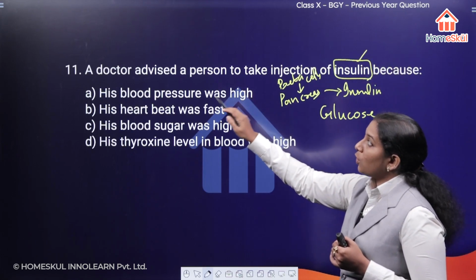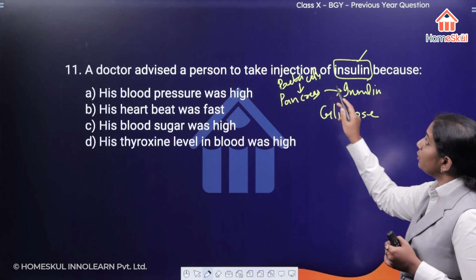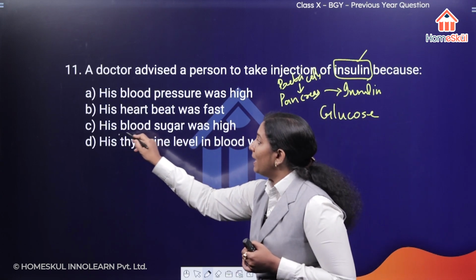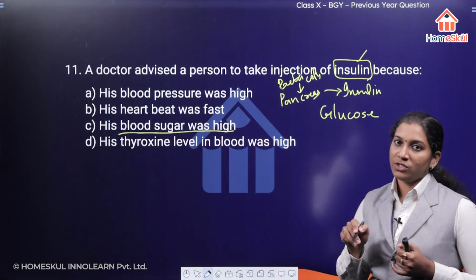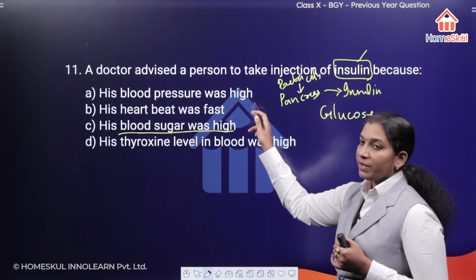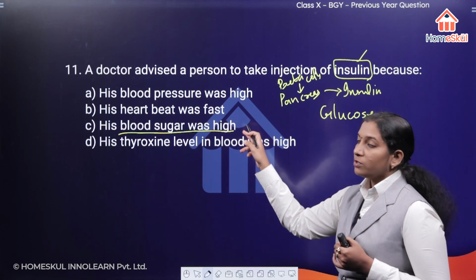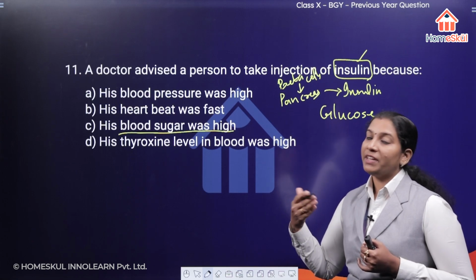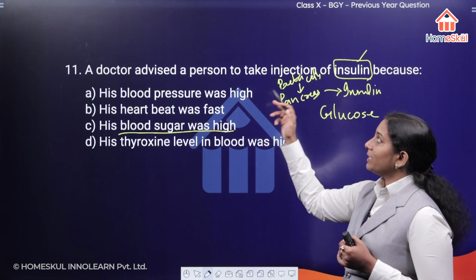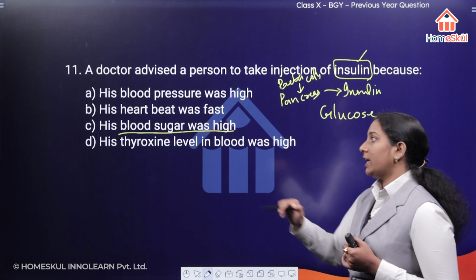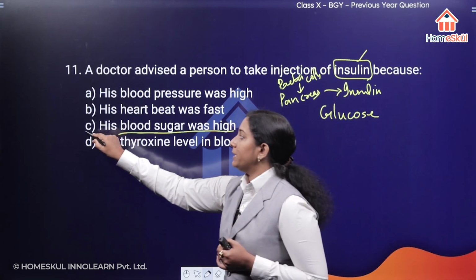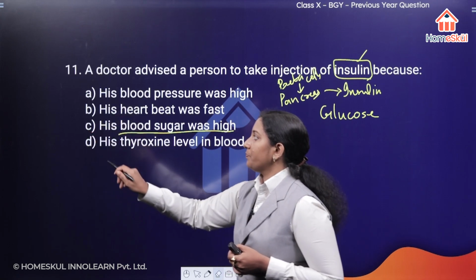So the question is, a doctor has advised a person to take insulin injection because what will happen? Because his blood sugar was very high. That is the reason. His blood pressure was very high? No. His heartbeat was fast? No. His blood sugar was very high. Blood glucose level will be very high. Then the doctor advised to take an insulin injection. And his thyroxine level in blood was high? No. So this will be the correct answer.